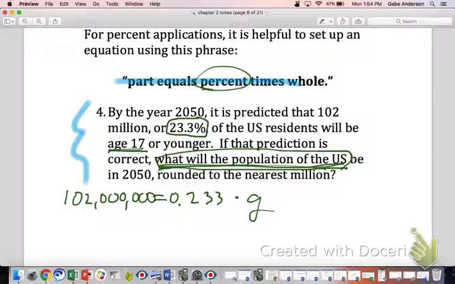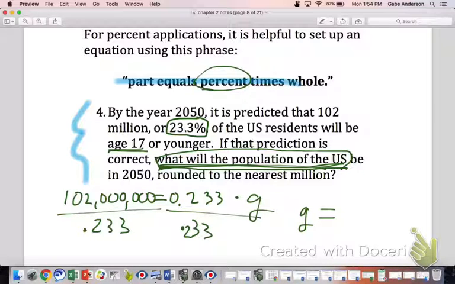So let's just be honest about this really quick. Isn't the easy part what comes next? We actually don't do multiplication. We divide, right? Because we want to get the G by itself, so I would divide by 0.233, and your calculator is going to do all the heavy lifting on that. So let's get an answer, and then I'll get Grace's question. What did you guys get if you do 102 million divided by 0.233?